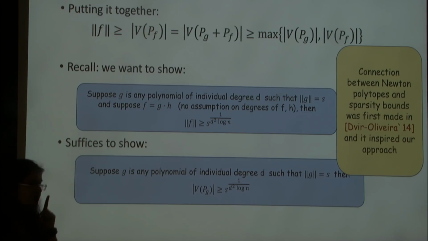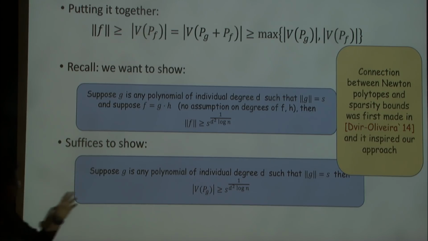So let me say that now itself. This is what we want to show, and I'll come back to what Zev mentioned. This is what we will show: that if g is any such polynomial, then the number of corner points of its Newton polytope is large. We will show this, and we will derive our sparsity bound from that.